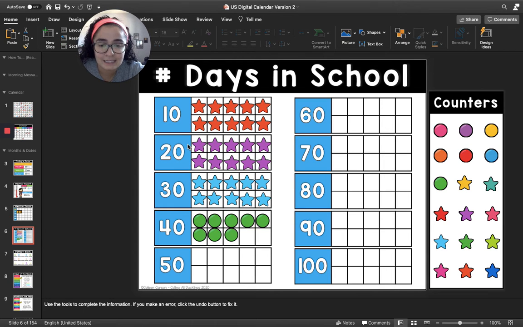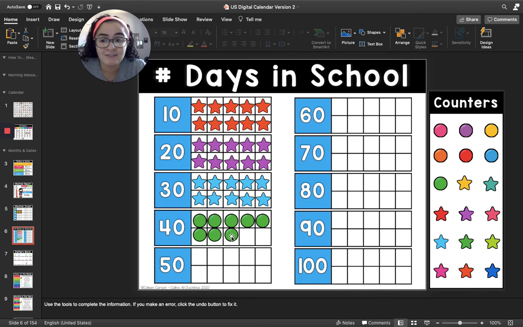10, 20, 30. Now we're counting by ones. 31, 32, 33, 34, 35, 36, 37, 38. Great job. That was a lot of counting, but look at how quickly we got it done.